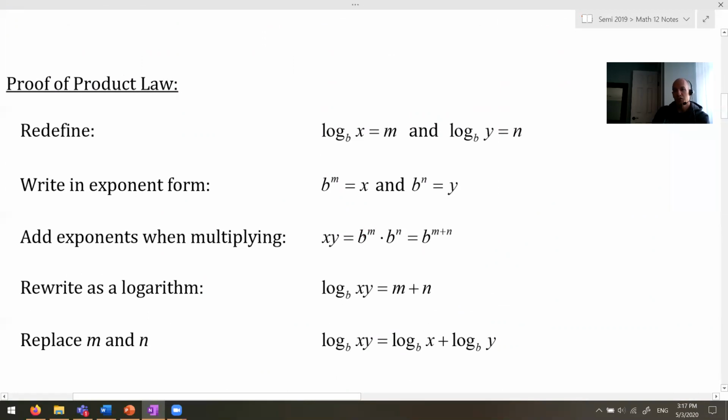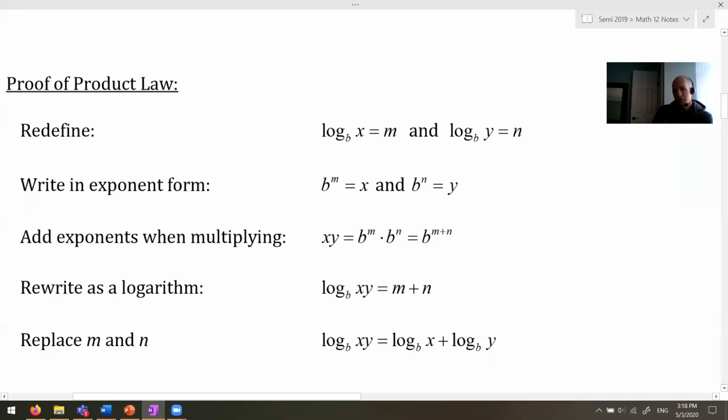But the product law, you can actually start by turning log base b of x into m, and then log base b of y equals n. Putting that in exponential form, you can write that as b to the power of m equals x, and b to the power of n equals y. So using the well understood rule, when you multiply two things together, like x times y, that's like multiplying b to the m times b to the n, and then we all know you add the exponents because that's been proven a long time ago, so we'll just take that as something that we know.